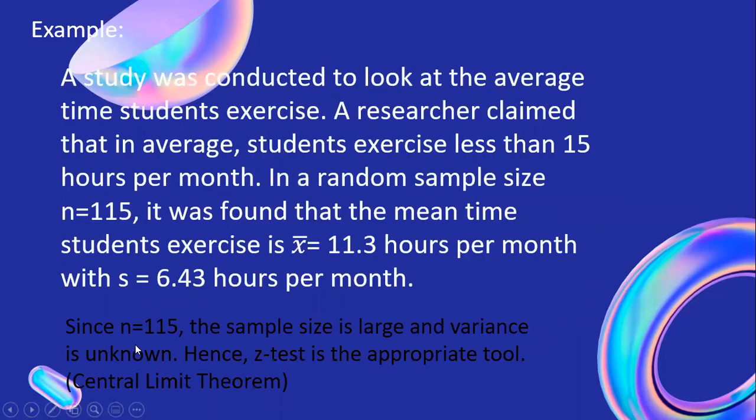So from this problem, the given is that your n is 115, and this is very large. Okay, it's greater than 30, and the variance is unknown. So meaning we will be using the CLT, or the central limit theorem. So we will be using the z-test. The appropriate tool to use is the z-test. Okay, let's have the next example.